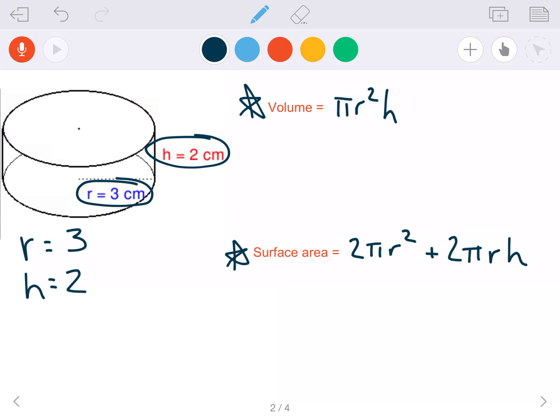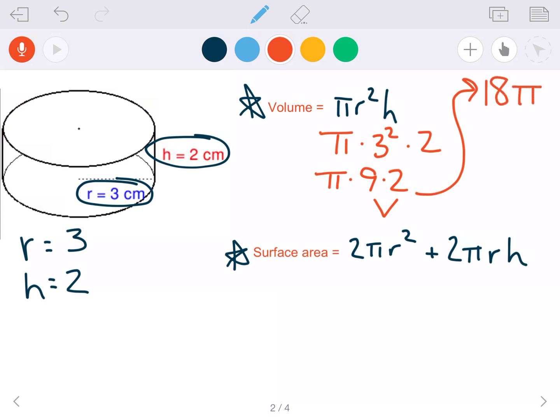So just to recap, when we're doing volume, we're going to take our information and substitute it into the formula. So I have pi, my radius is 3, so we have 3 squared times the height, which is 2. I would evaluate the numbers first. So you have pi, and then 3 squared is 9, and then 2. When you do 9 times 2, we get 18. So we're going to write up here, we have 18 with the pi attached.